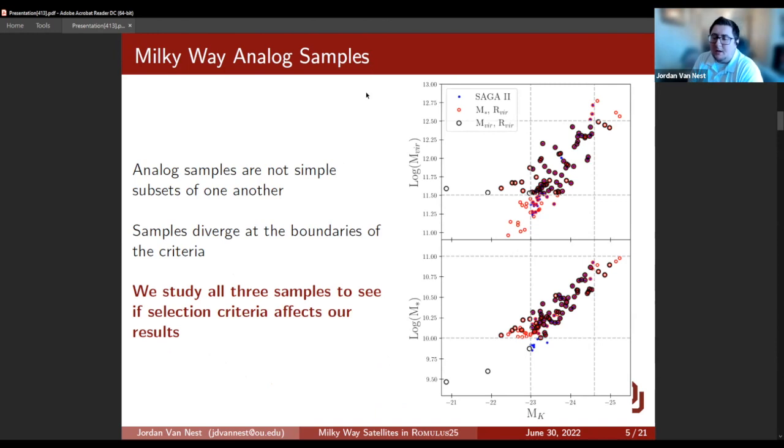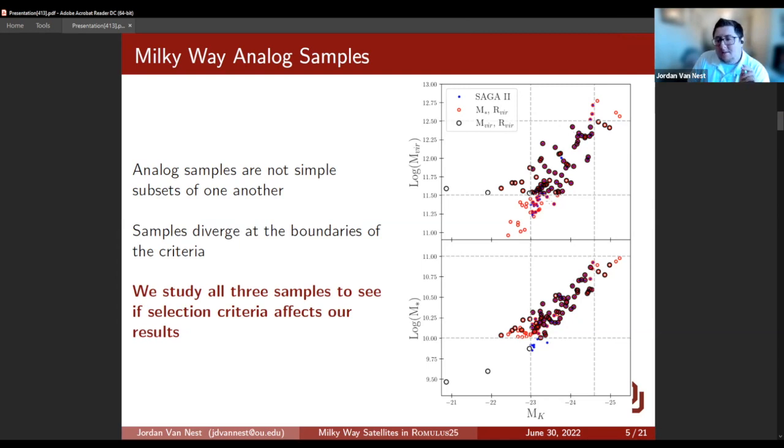So here I'm showing those 3 key samples again, the virial mass, stellar mass, and SAGA 2 cuts, in log mass versus K-band magnitude space, with virial mass in the top plot and stellar mass on the bottom. And to reiterate, we are seeing that our samples are not simple subsets of one another. Rather, there's lots of overlap in these intermediate phase spaces.